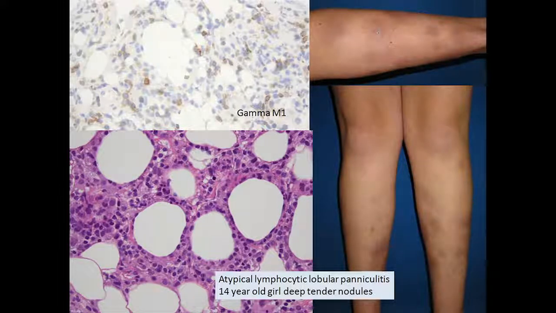Another wild card in those cases is that if you do a gamma delta stain, you often have a significant subpopulation of gamma delta cells, especially in children. So be aware of all those pitfalls. Do not label those cases as lymphoma unless you are sure of it.